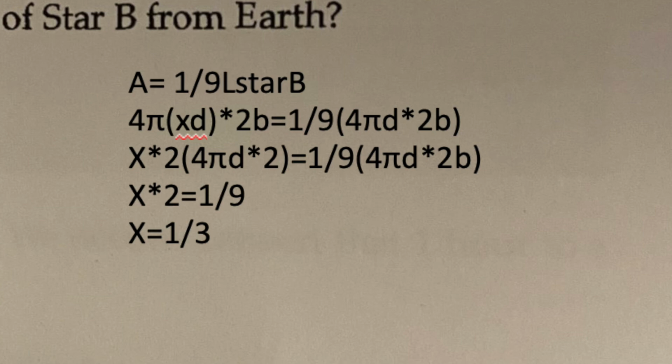So the luminosity, as they said, of the first star, star A, equals 1/9 of the luminosity of star B. Then we're going to begin plugging into our original formula, which says that 4 pi times (xd) squared times B equals 1/9 of 4 pi d squared times B. What we're searching for here is x. So we have x squared times 4 pi d squared equals 1/9 of 4 pi d squared times B. Here we're going to begin cancelling out our original formula, 4 pi d squared, on both sides.